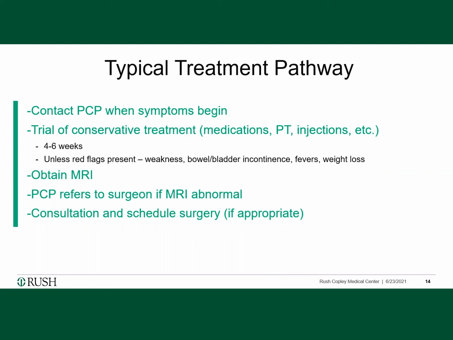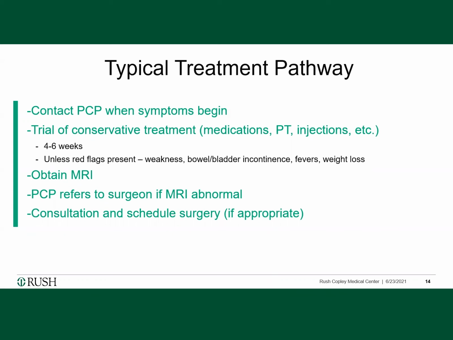The exceptions to that are if there are red flags present. By red flags, we mean things like severe weakness in the arm or leg, any bowel or bladder incontinence, fevers, weight loss, or other symptoms in the body. Anything that's indicative of possible infection, cancer, or severe spinal cord compression, those types of patients are typically sent to the emergency room or are seen urgently in the office. But if it's mostly pain, a little bit of numbness, tingling, things like that, those types of problems can typically be handled with conservative treatment first.